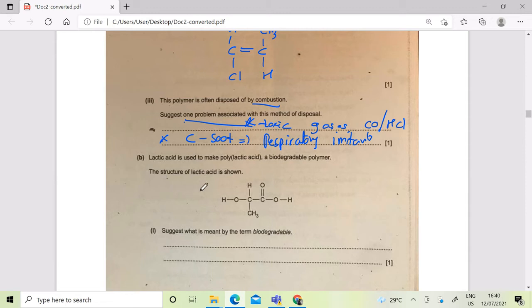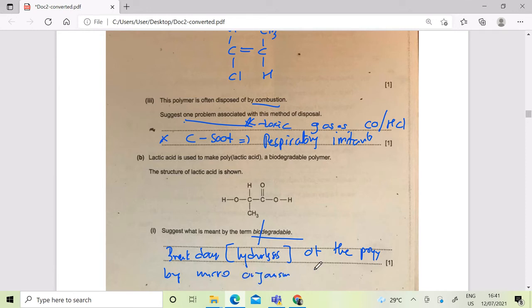The structure of lactic acid is given here. Suggest what is meant by the term biodegradable. Biodegrade, decompose or hydrolyze. So you can say breakdown, or you can say hydrolysis of the polymer, by means of degradation, for example by microorganisms. You can give examples of microorganisms, maybe bacteria.